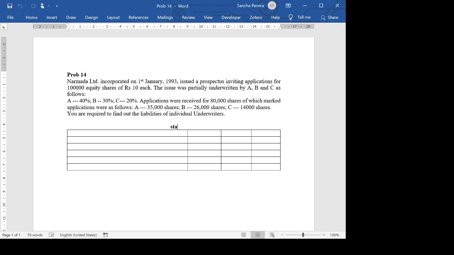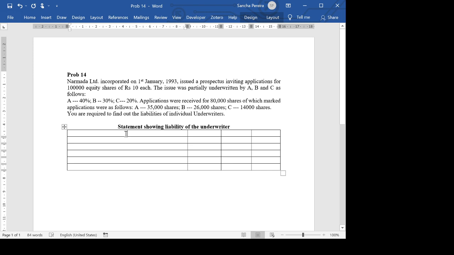So, statement showing liability of the underwriter. We have particulars A, B, and C. So we start with the gross liability.